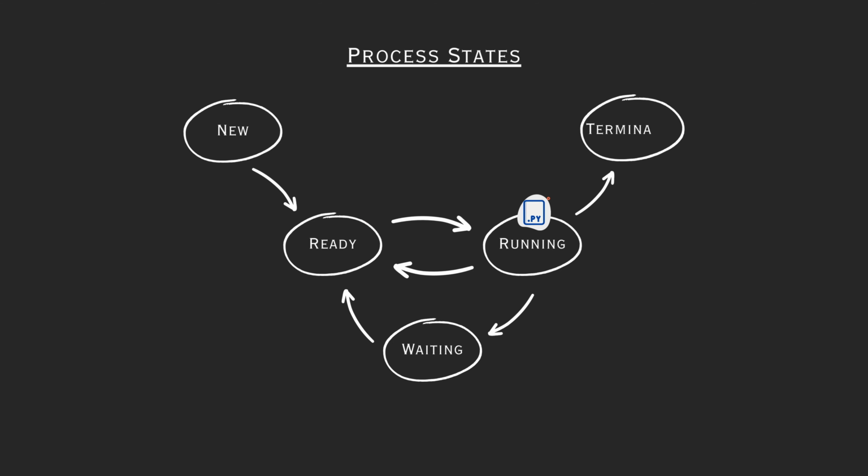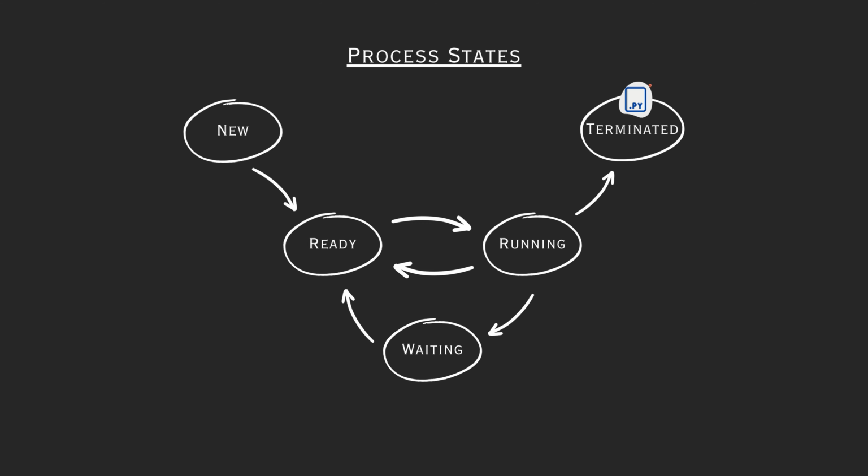And finally, a process reaches the terminated state once it's finished executing its code and performing its task. In this state, the OS performs cleanup activities, reclaiming any memory and any resources that were allocated to the process. Once these resources are reclaimed and it is completely done, the process is removed from the system.